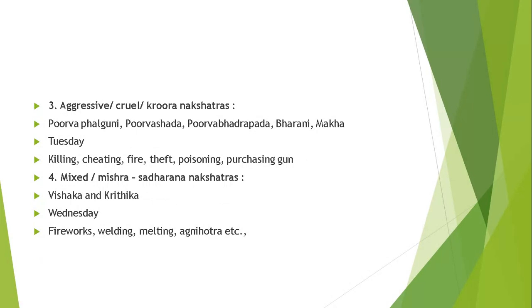Then aggressive or cruel or Krura nakshatras. They are Purva Palguni, Purvashadha, Purva Bhadrapada, Bharani, Makha. So they are generally used for cruel activities. It doesn't mean they cannot be used for good activities. Then we have to certainly filter out certain nakshatras. For example, somebody may not take Bharani for a marriage because Aditya becomes the Yama.